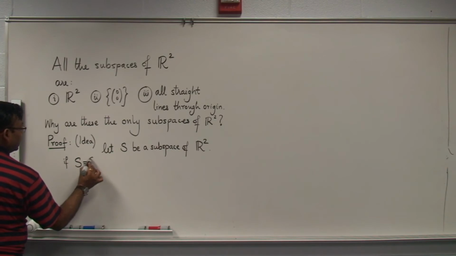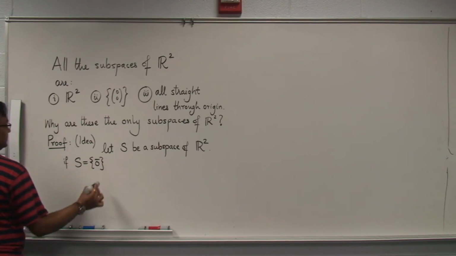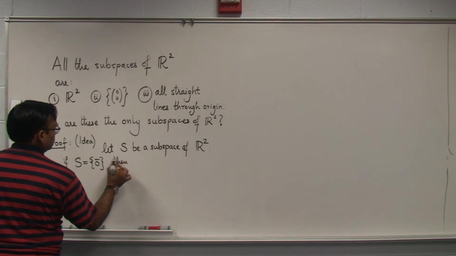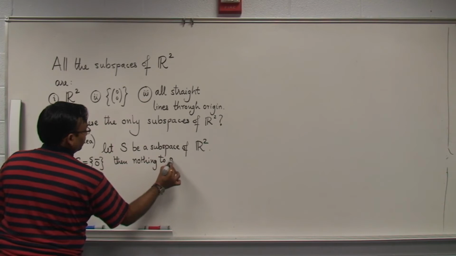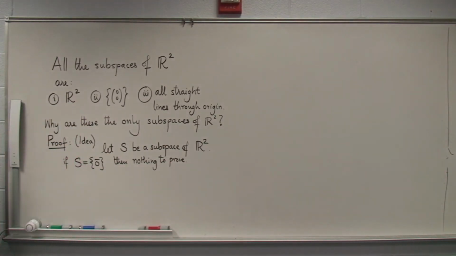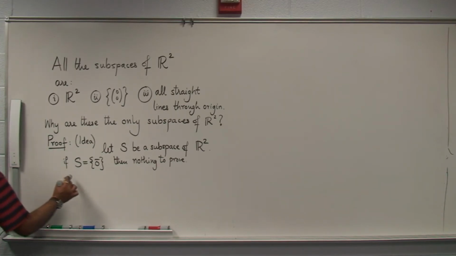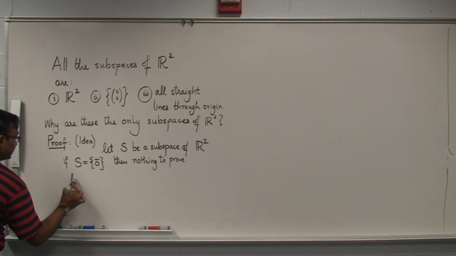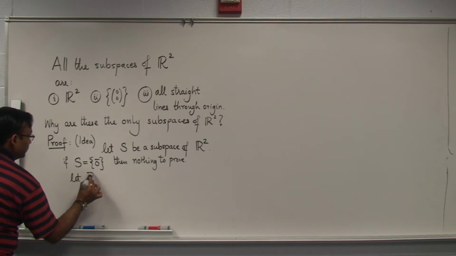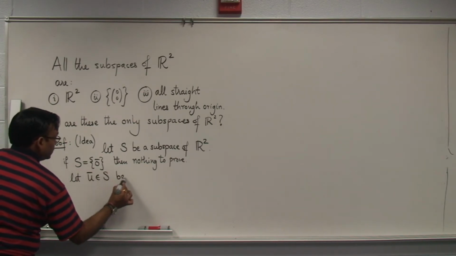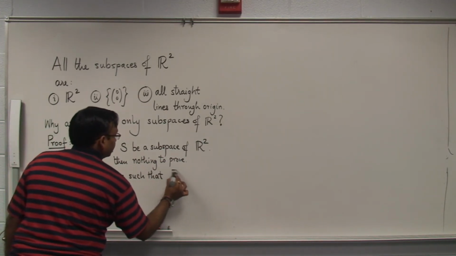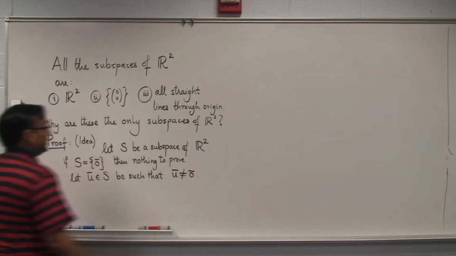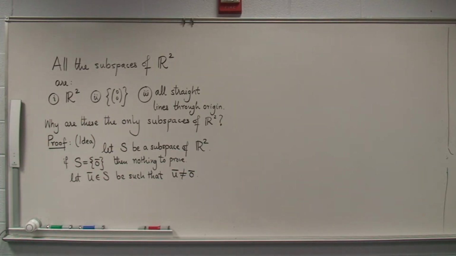If S has only the zero vector, then there is nothing to prove, because we have already shown that the set containing just the zero vector is always a subspace. So now assume that S has some non-zero vector. So let U belong to S such that U is not the zero vector. So that means S has a non-zero vector.